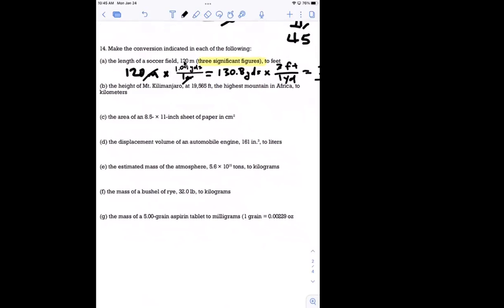Meters to what? Kilometers. Very good. So let's go from feet to yards, and then yards to meters, and then meters to kilometers. Let's do that. The long way is better.